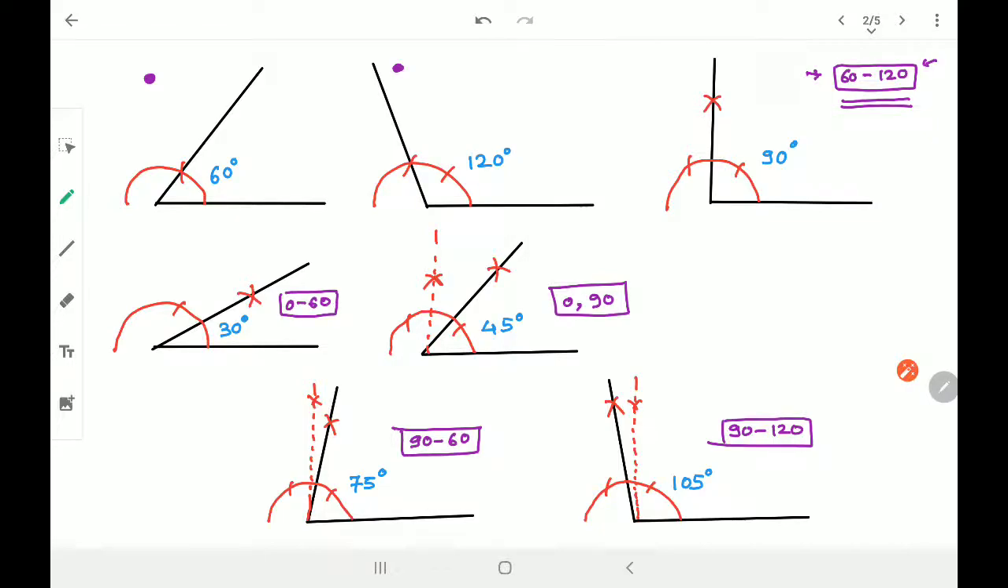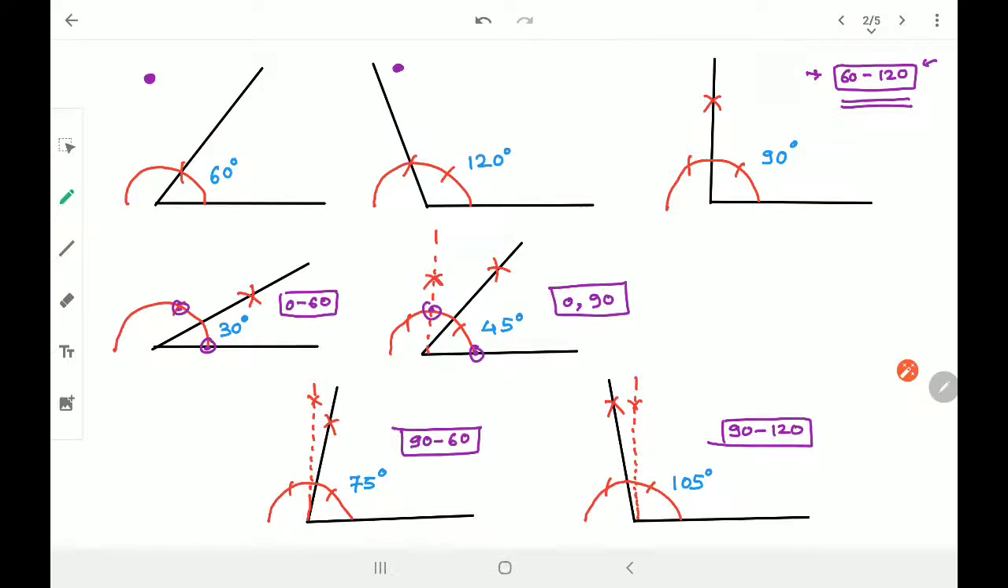Wherever there is a 60, from there I will bisect, and from where there is a 120, from there I will bisect. This particular arc, if I bisect, I am going to get 90 degree. So 90 is in between 60 and 120. Similarly, if I want 30, I will bisect 0 and 60 degree. If I want 45, I will bisect 0 and 90.